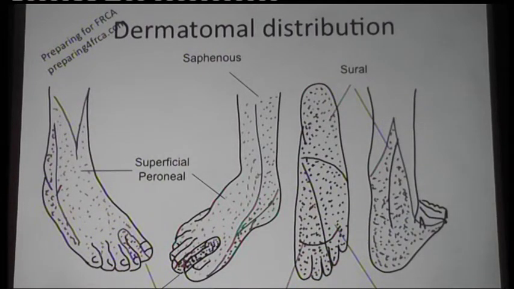This figure I have taken from one website run by Dr. Shiv Kumar. It shows the dermatomal distribution. This part is covered by superficial peroneal. This is by saphenous, that is the femoral component. Sural, the calcaneal nerve. This is medial frontal, lateral frontal, branches of the tibial nerve.